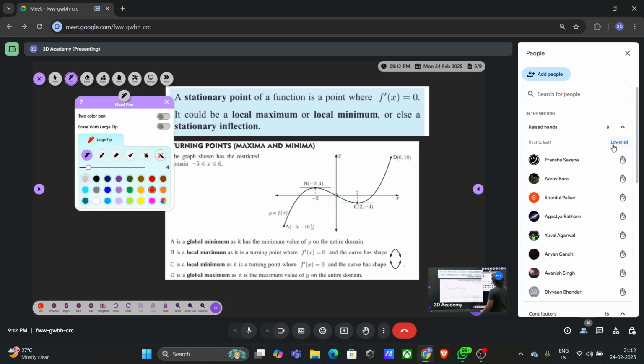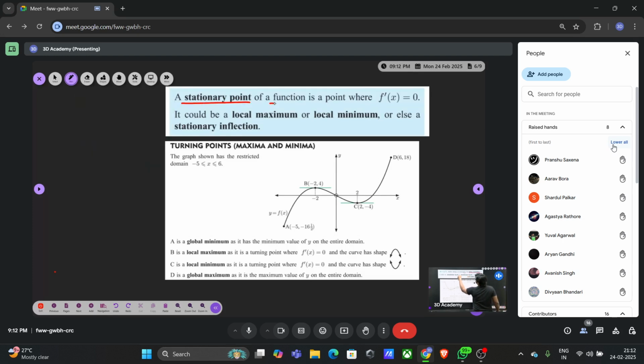See, a stationary point of a function is a point where f dash of x is equal to 0. It means whatever the global maximum, global minimum points are there, the differentiation is 0 there. The differentiation equal to 0 also has one more name. That is called horizontal tangent.